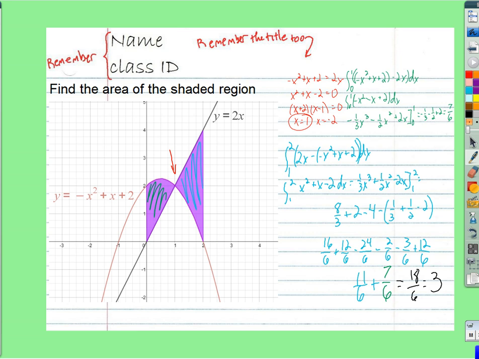7 over 6 is this. That is that area. You found the 7 sixths here, the 11 sixths here, added together. That's fine.